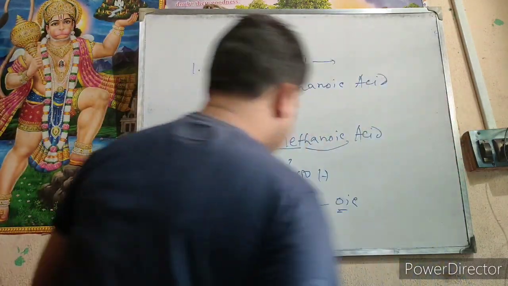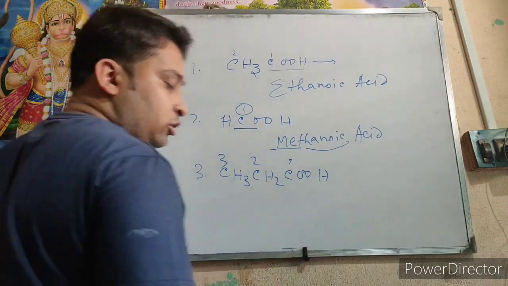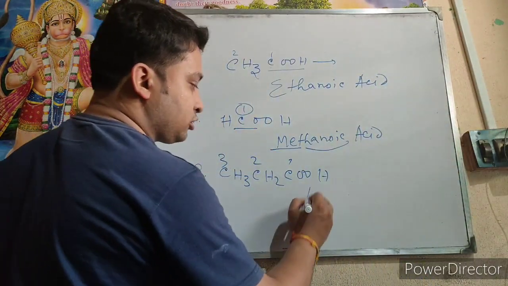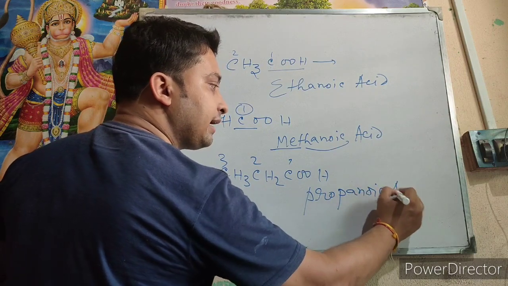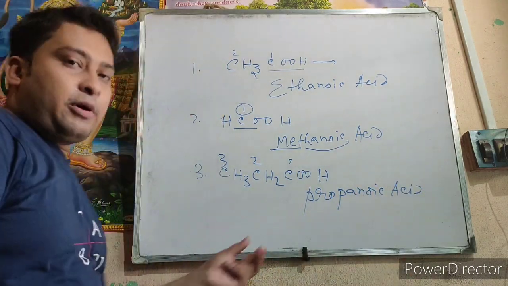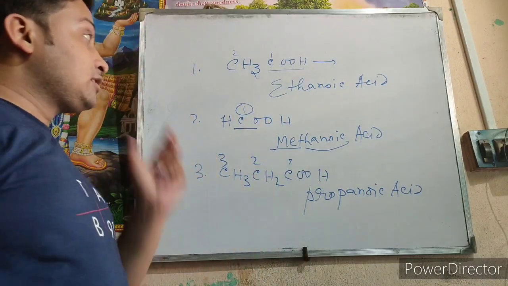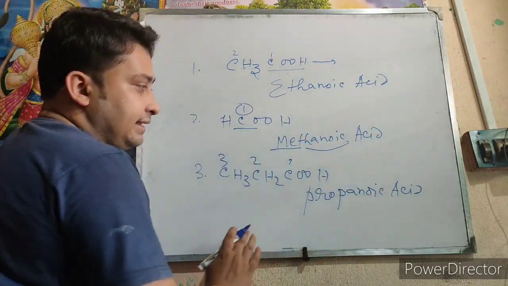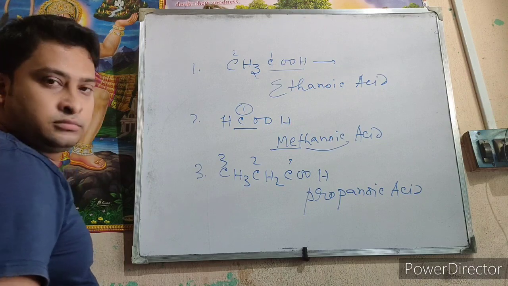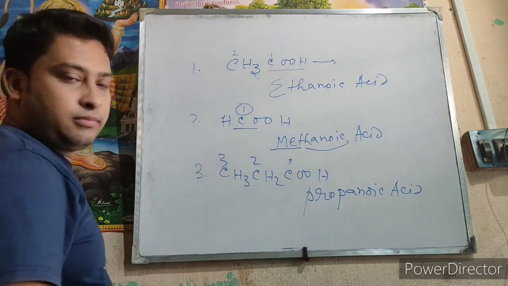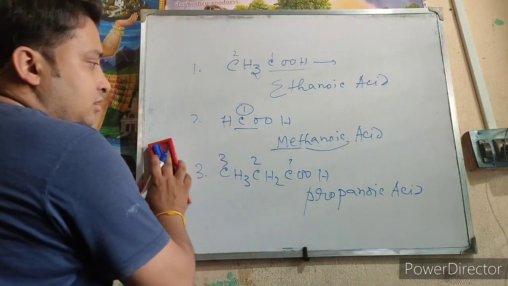So the compound is propanoic acid. So this is called ethanoic acid, methanoic acid, and then you take propanoic acid. You got it? Okay, next take more examples.